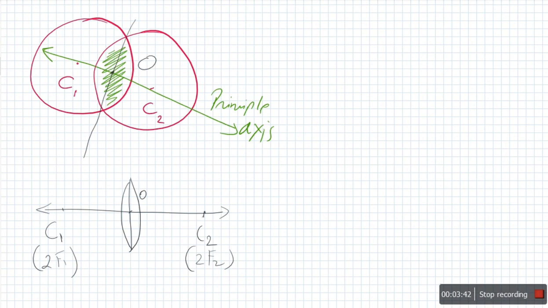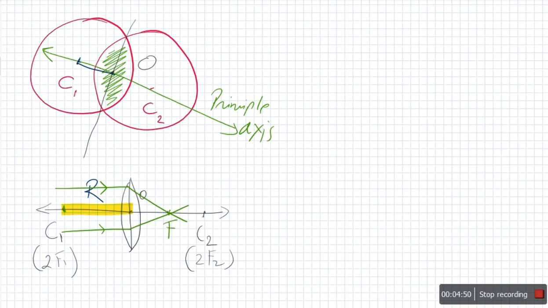Let's now see what this distance is called. The distance between the center of curvature and the optical center is called the radius of curvature. And half the radius of curvature is called the focus. By the way, we define focus in another way too. Suppose light rays come parallel to the principal axis; after getting refracted they converge at a point called the focus.